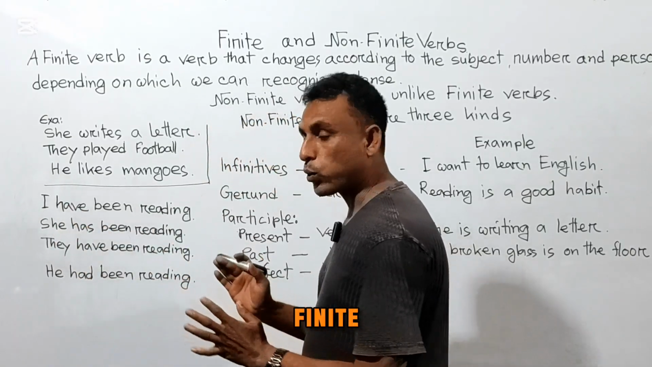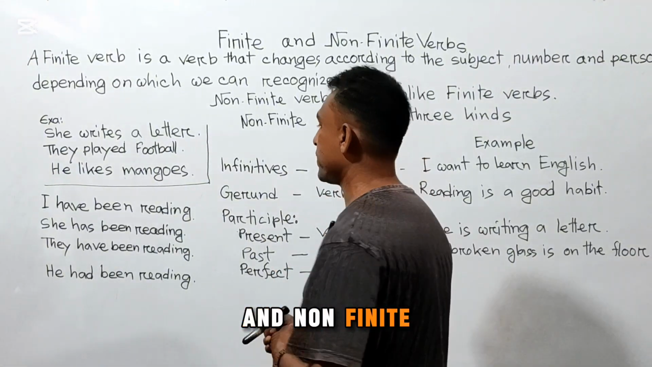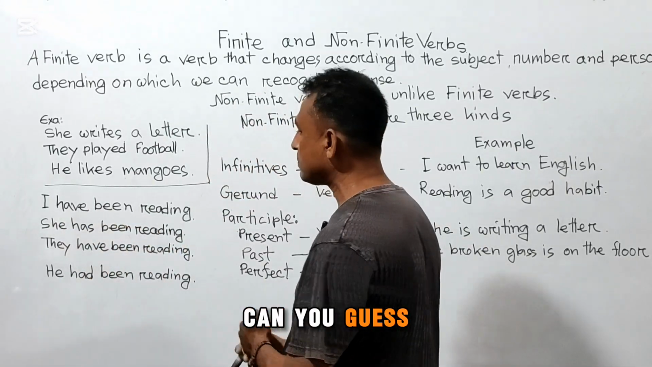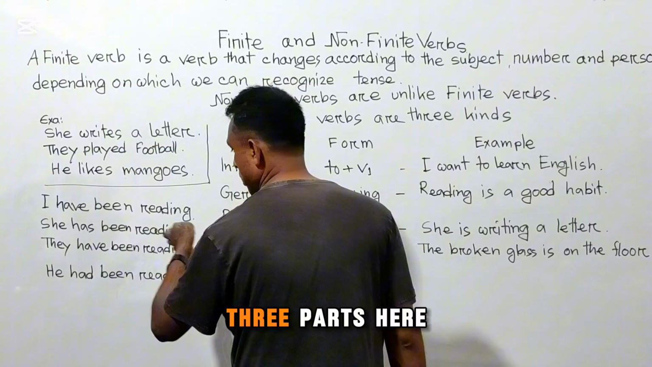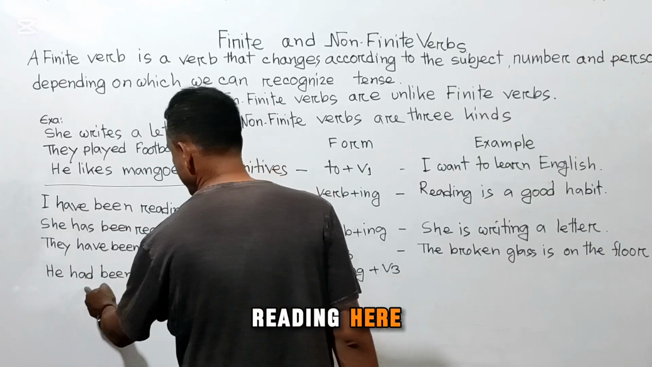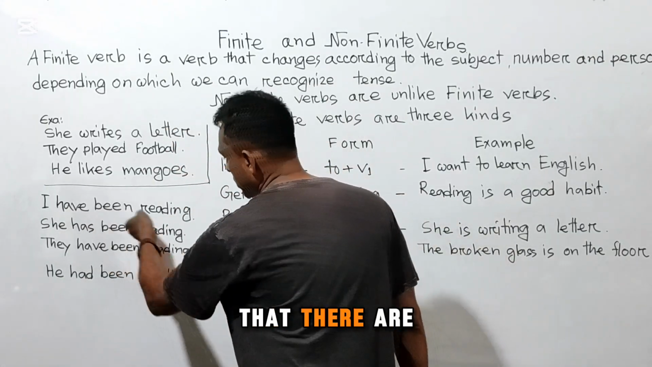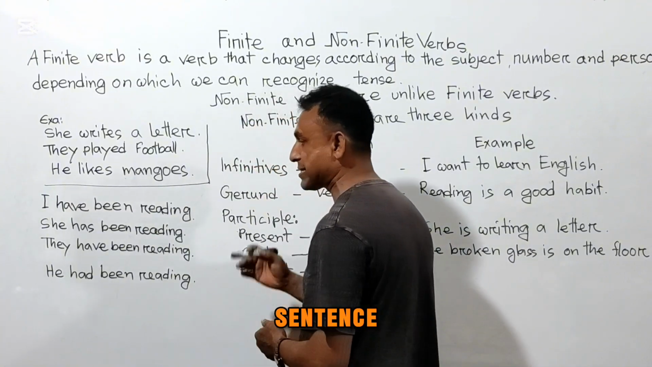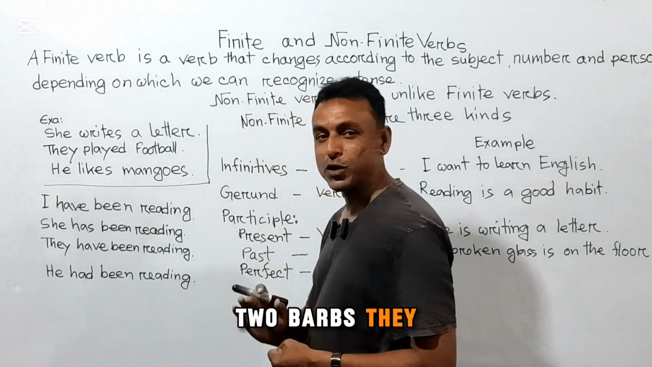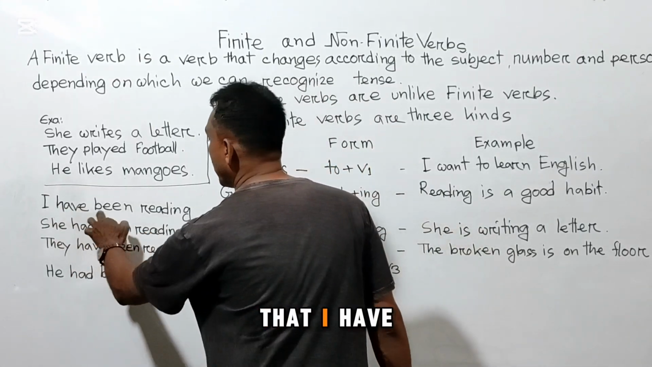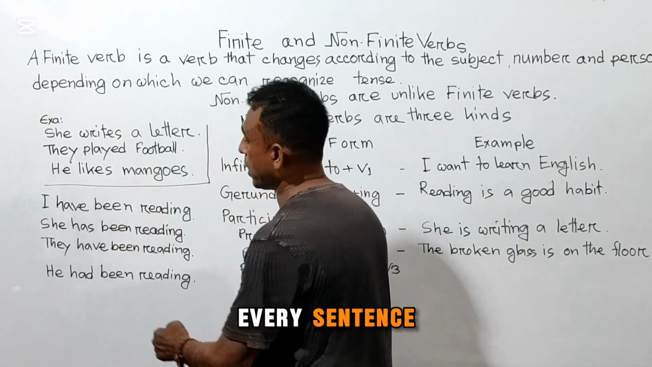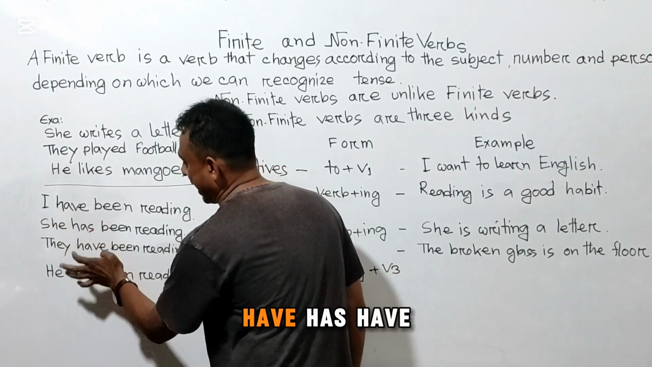about finite and non-finite. What are the differences between finite and non-finite? Try to understand that. I have been reading. How many verbs are there in that sentence? Can you guess? There are 3 verbs here. Have been reading. Here also has been reading. Here also have been reading. Here also had been reading. Try to understand that there are 3 verbs in each and every sentence. Only a single verb changes its form, but the rest of the 2 verbs don't change. I have been reading. Been reading is the same in each and every sentence, but what is always changing is have, has, have, had.